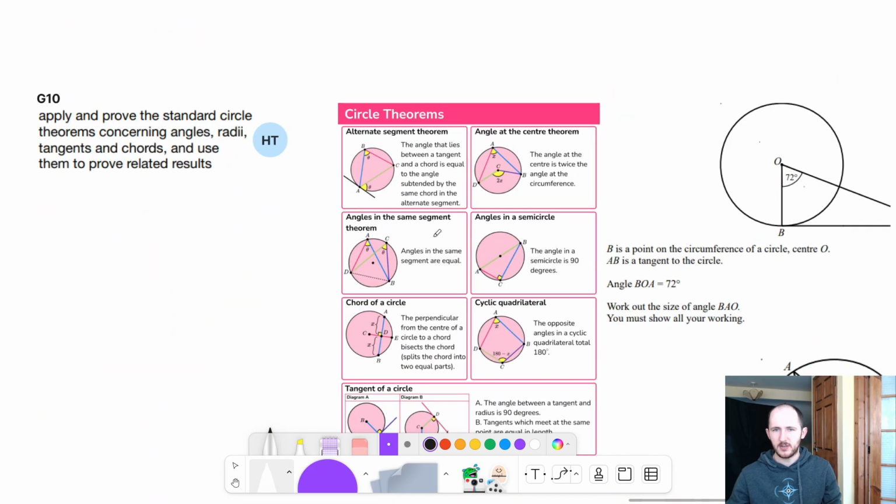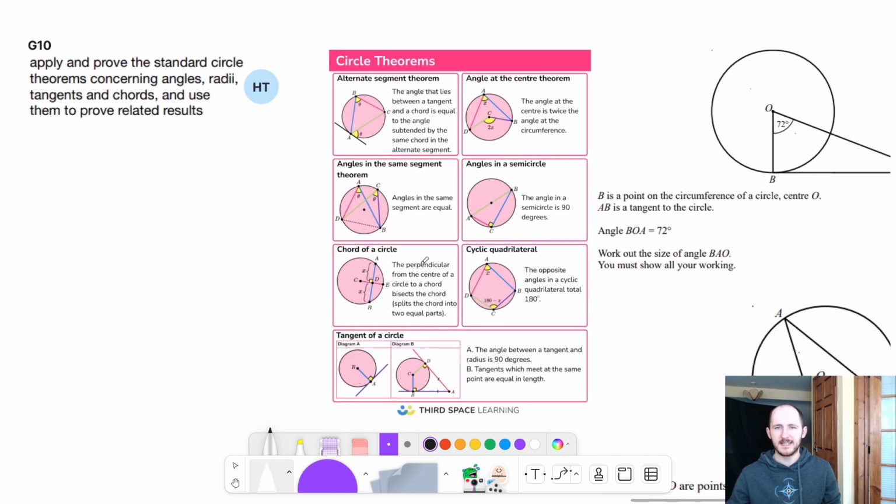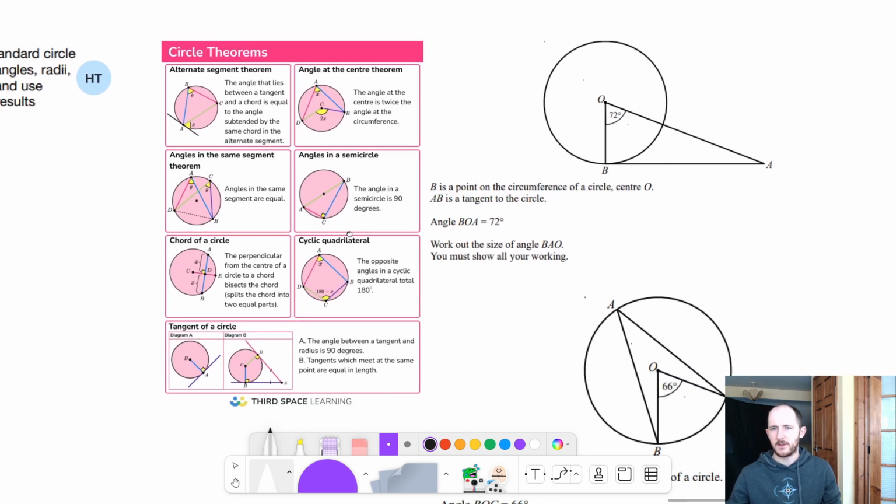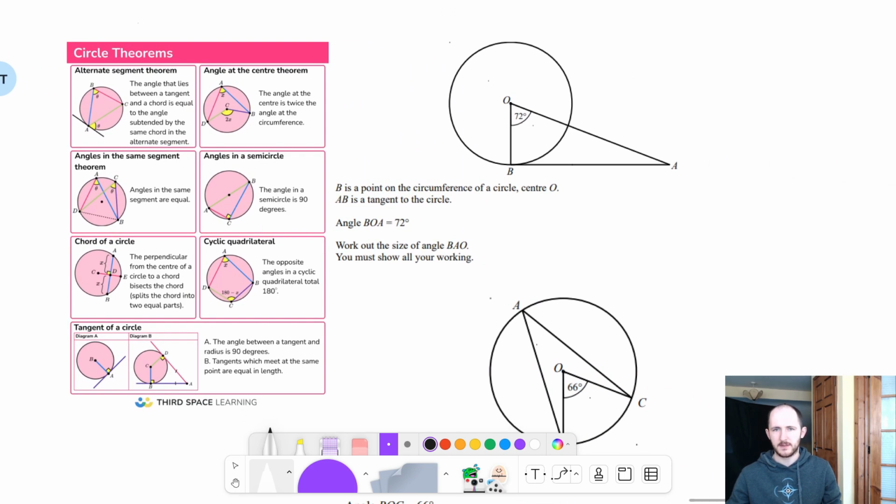For part 10, you need to apply and prove the standard circle theorems concerning angles, radii, tangents, and chords. So first of all, here's all of the kind of circle theorems you need.